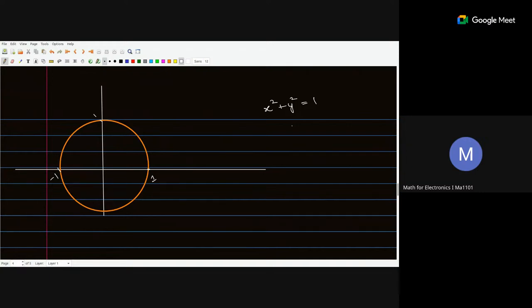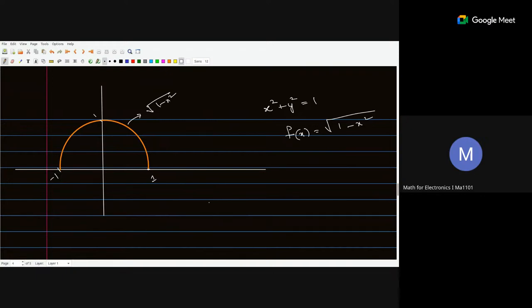And from here, if I have to write it as a function, I have to eliminate the denominator part. Sorry, the negative x-axis, negative y-axis part. Only then it will become a function. Correct? Now this is a function, and this function can be written as f of x equals square root 1 minus x square. Correct? So this is square root 1 minus x square.